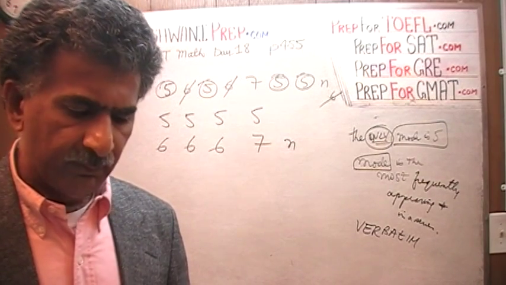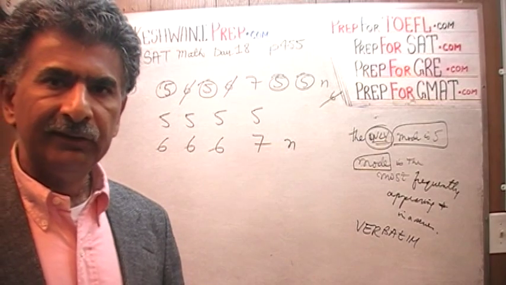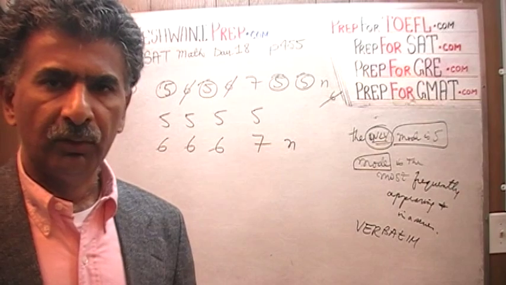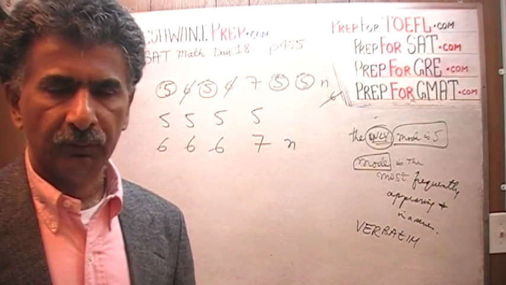Alright, so for the numbers listed above, the only mode is 5 and the median is 6. Now the fact that the median is 6 is completely worthless information to us. We will not use it. It is just there to annoy you. It's not useful. We're not interested in that.